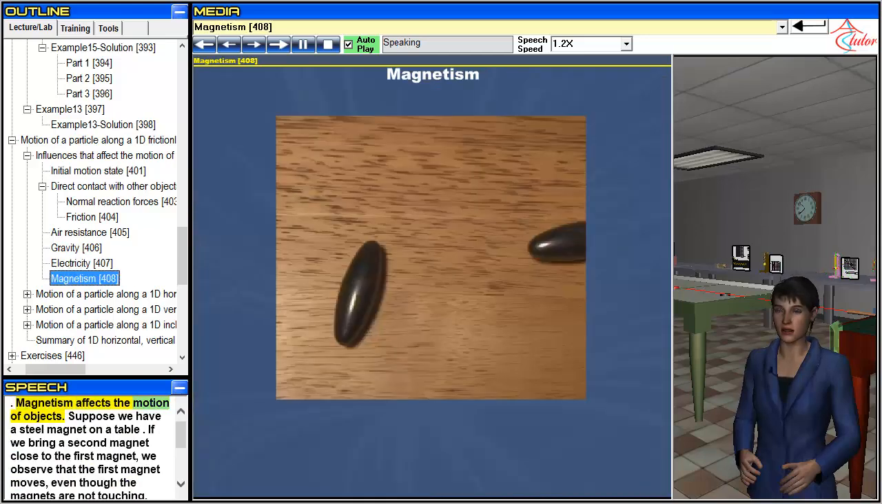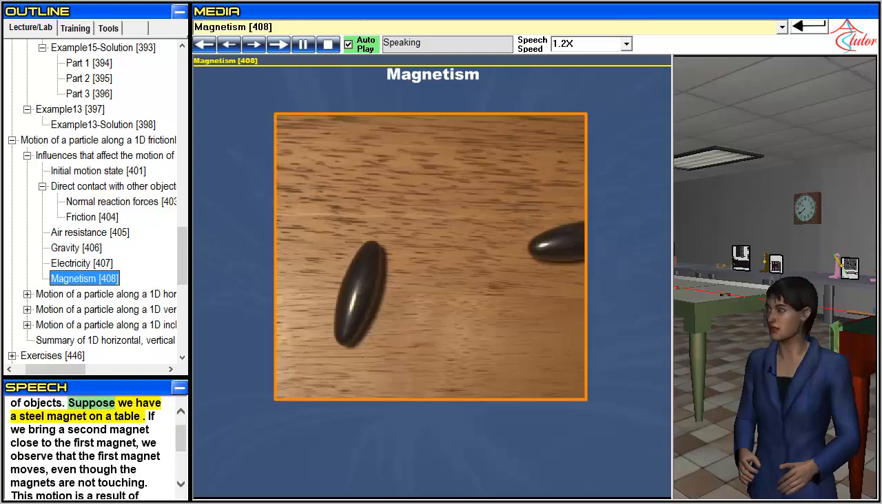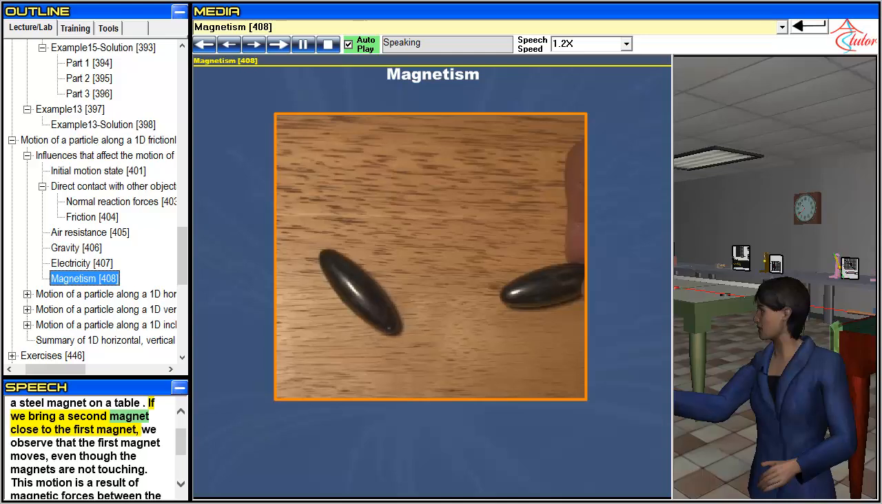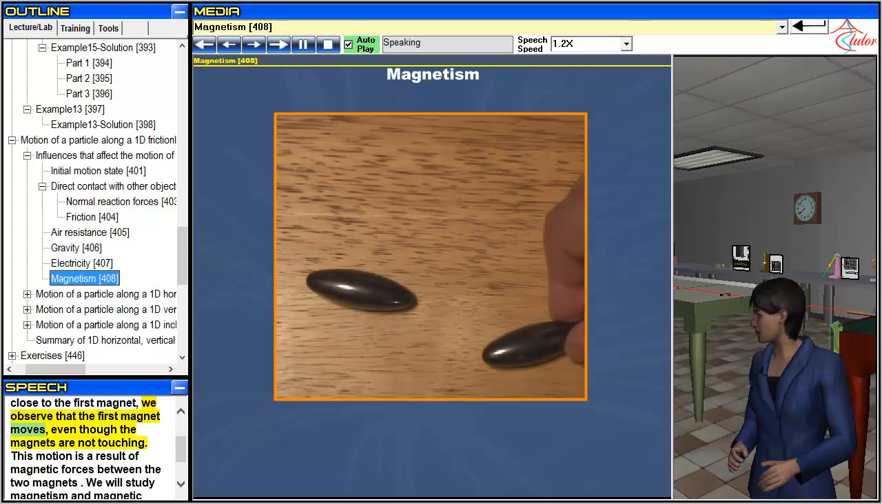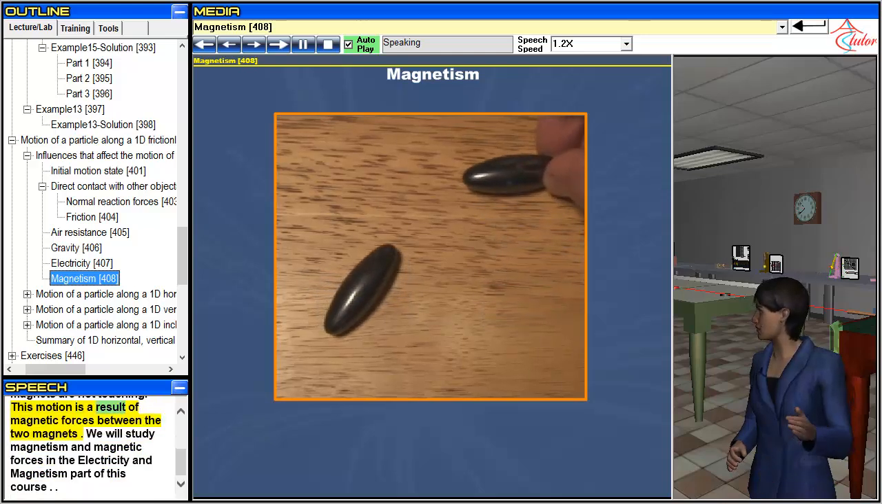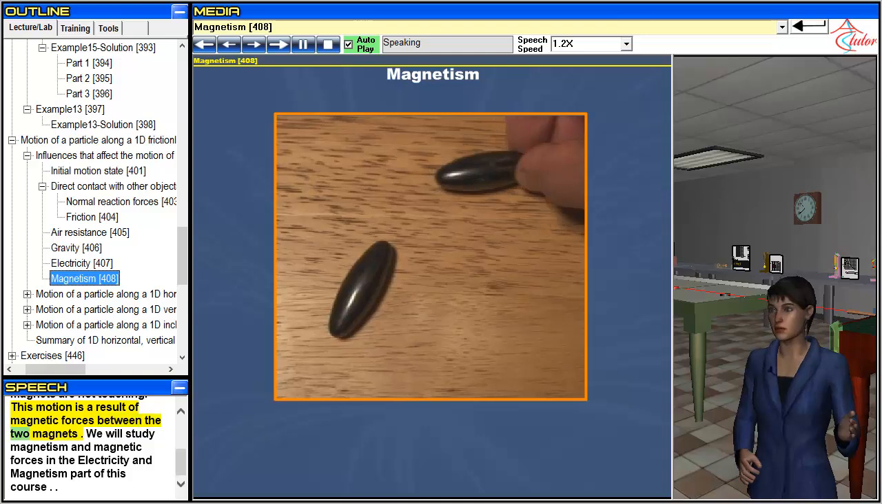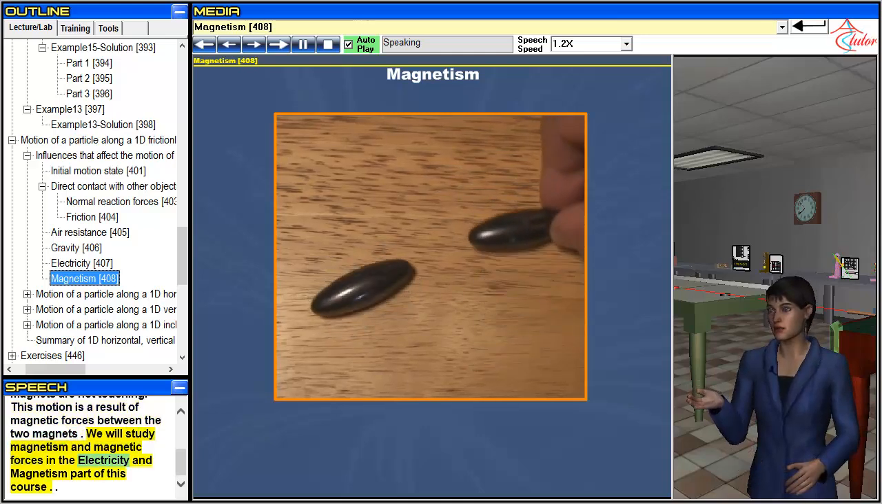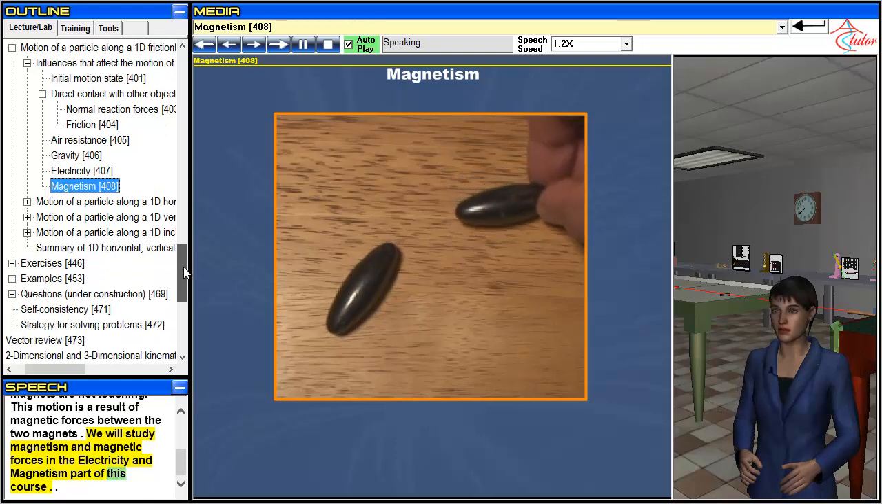Magnetism affects the motion of objects. Suppose we have a steel magnet on a table. If we bring a second magnet close to the first magnet, we observe that the first magnet moves, even though the magnets are not touching. This motion is a result of magnetic forces between the two magnets. We will study magnetism and magnetic forces in the electricity and magnetism part of this course.